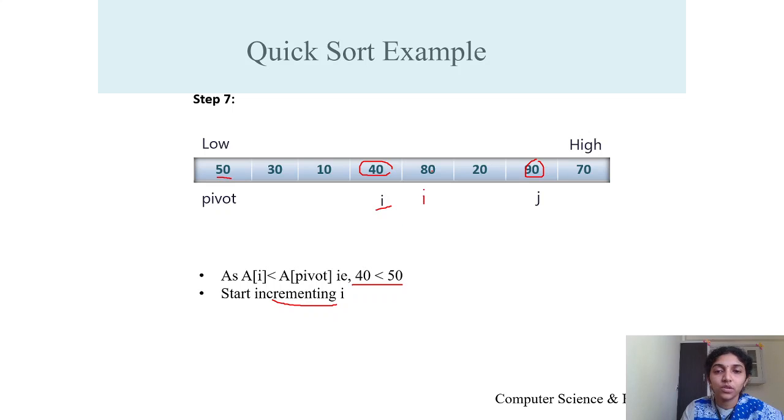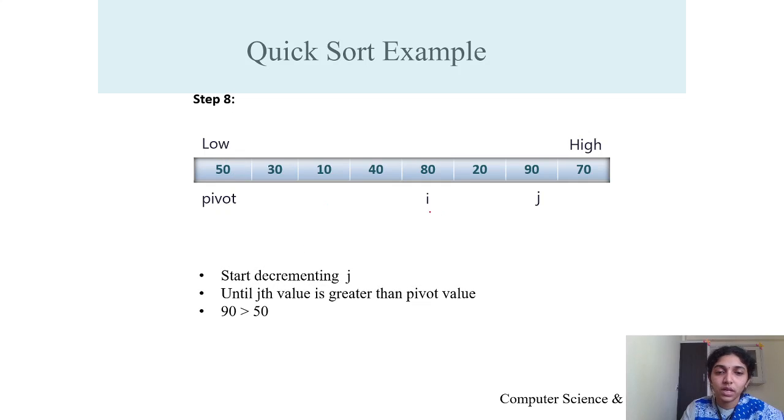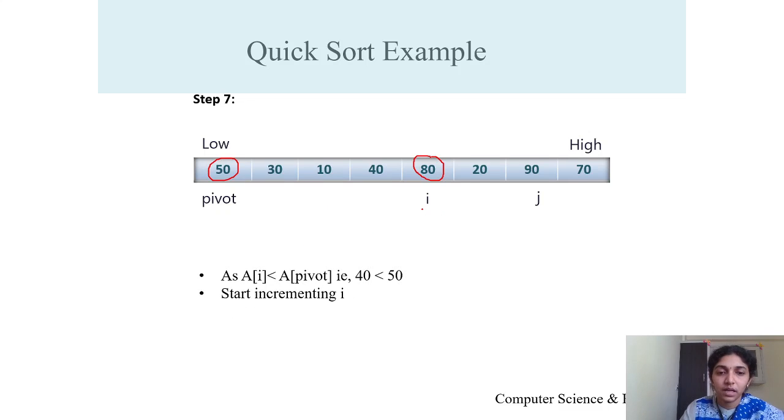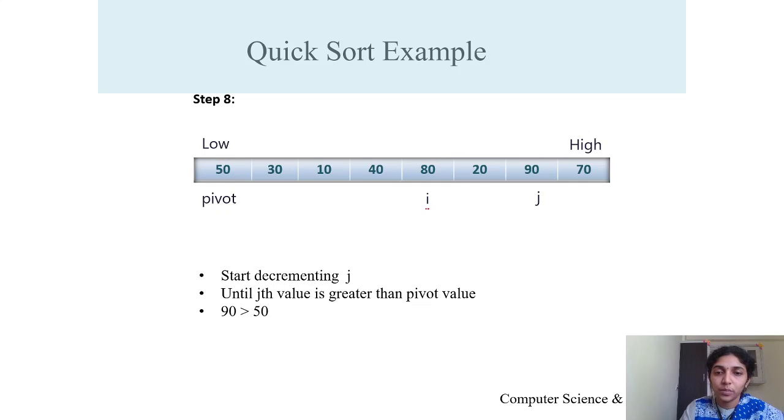Now i is pointing to 80. Now check A[i] with pivot. So A[i] is 80 and A[pivot] is 50. Now we can see that 80 is greater than 50. So what do we have to do? We have to stop incrementing i. Okay, so after stopping incrementing i, stop it here and come back to j.